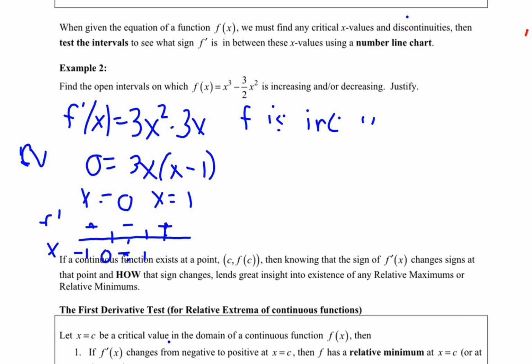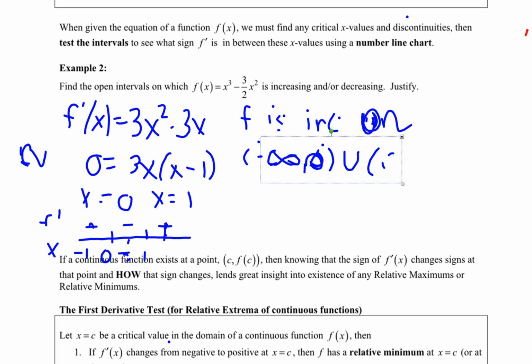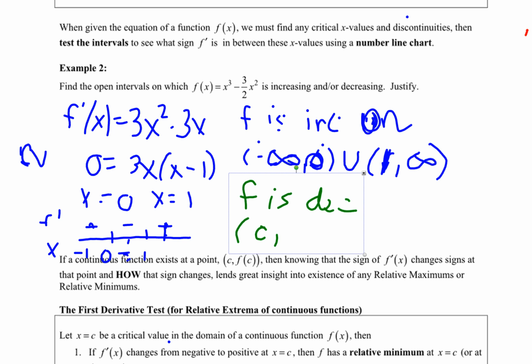F is increasing on, there we go, negative infinity to 0, and also from 1 to infinity, since f prime is positive on those intervals. So f is decreasing on the interval from 0 to 1, and that's because f prime is negative on that interval.